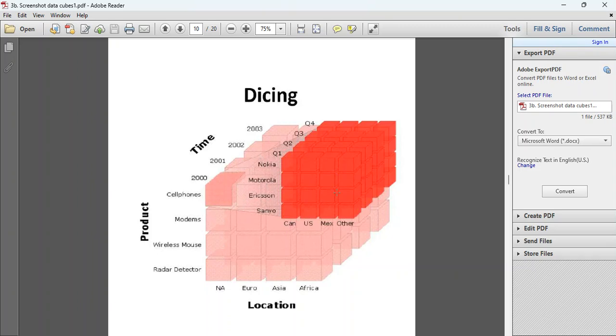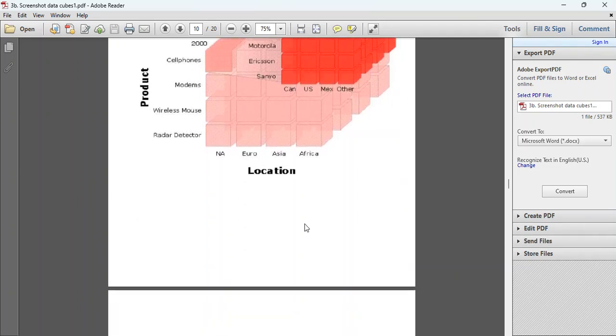Whereas in slicing, we are selecting all sections, like product, time, location, one two-dimensional kind of data is taken in the slicing. Whereas in dicing, we are extracting only one cube and we go into the sub modules of the cube. Here the cell phone contains these kinds of models, and for 2000 we are getting the data quarter-wise, and location country-wise: Canada, US, Mexico, and other. This concept is called dicing.